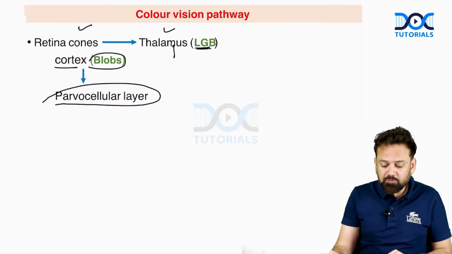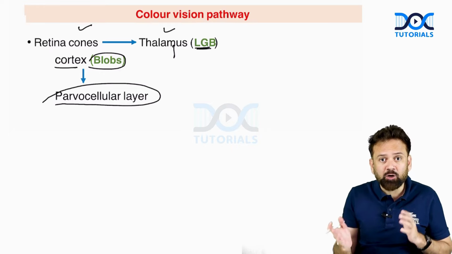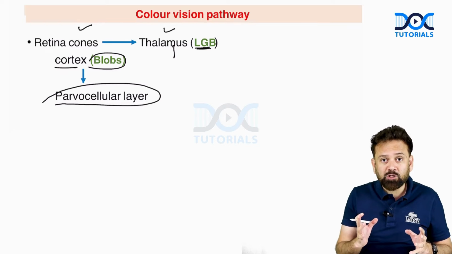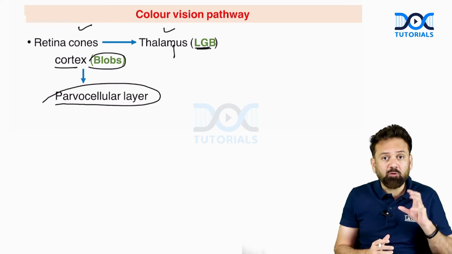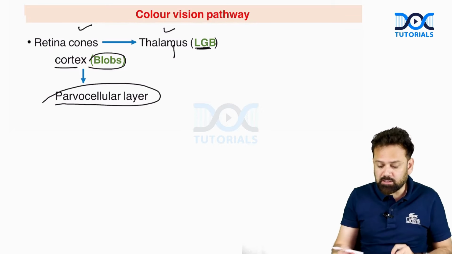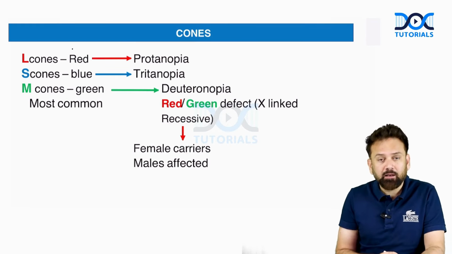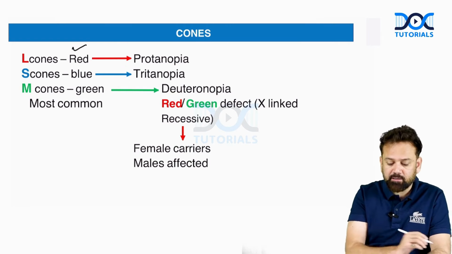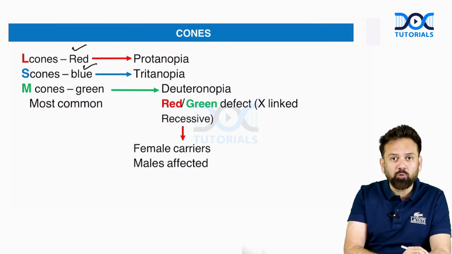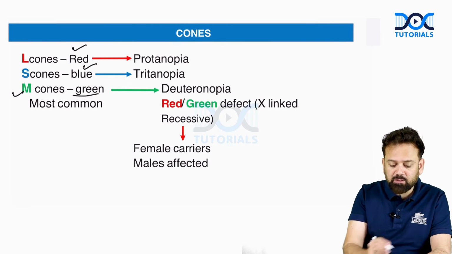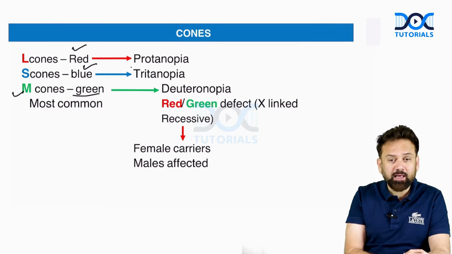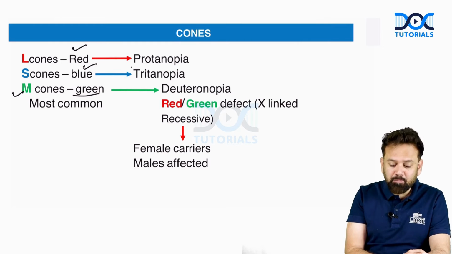So in the thalamus, which layer? Parvocellular. There are two, magno and parvo. Magno is for what? Magno is for movement of the eyeball. Parvo is for color vision. Now cones, there are three cones. L cone is for red. Love is red. Sky is blue. S cone is for blue. Medico's color is green. M cone is green. What is L? Long wavelength. S, short wavelength. M, medium wavelength.